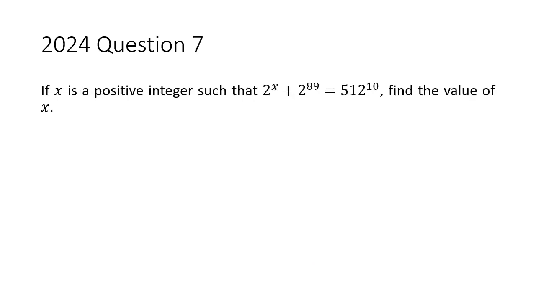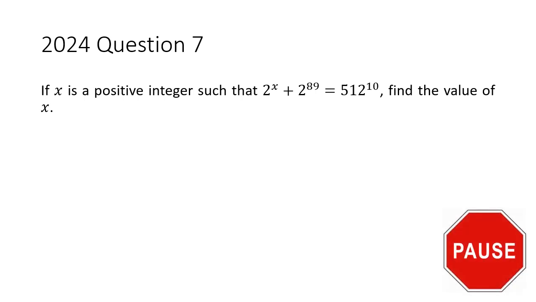Question 7. This is an easy one. x is a positive integer such that 2 to the power x plus 2 to the power 89 equals 512 to the power of 10. Find the value of x. Pause the video here and give this question a good try.